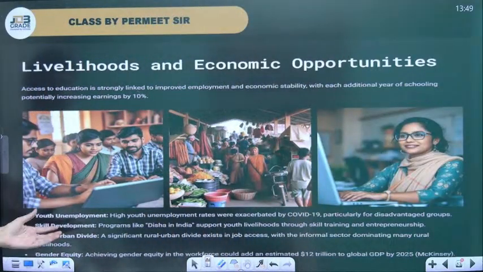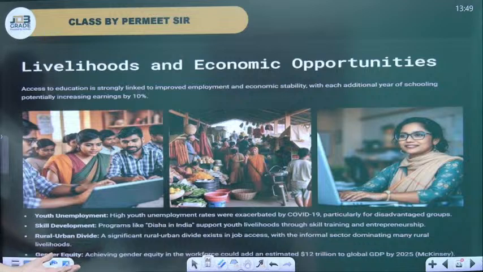Another thing is that skill development programs by the government are not effective. There have been certain schemes by the central government, like Vikas Yojana, but they are not effective on the ground. The ground reality is different altogether from the theory. The rural-urban divide has been there. Gender equity, again, there has been no equity.